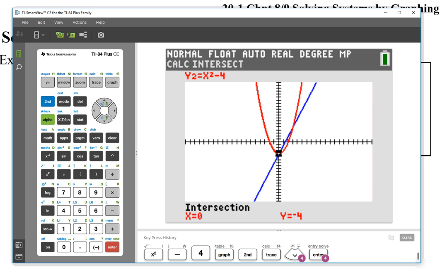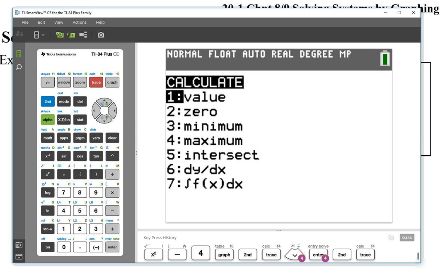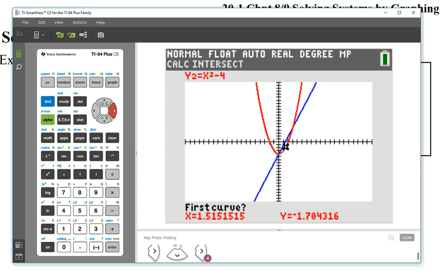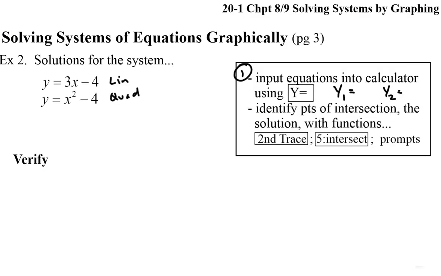We need to do the second solution, so we have to start over. We go second trace a second time. We want number 5, the intersection. Use your cursor or move your cursor so that you're close to the point of intersection for accuracy. Yes, we want the first graph. Yes, we want the second graph. Yes, please guess. And the second solution is 3, 5. So for this, we ended up with the solutions being 0, -4, and the second solution we found was 3, 5, graphically.